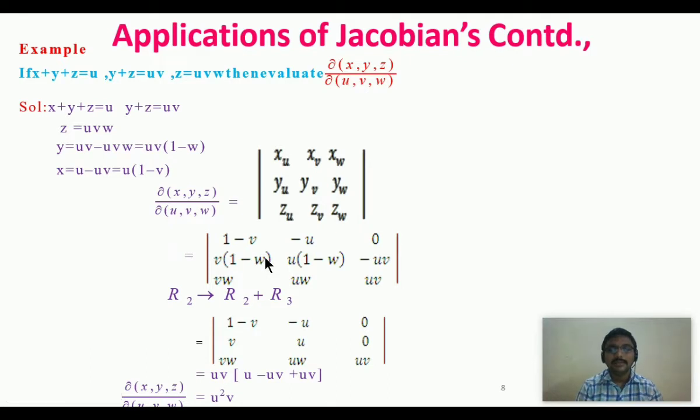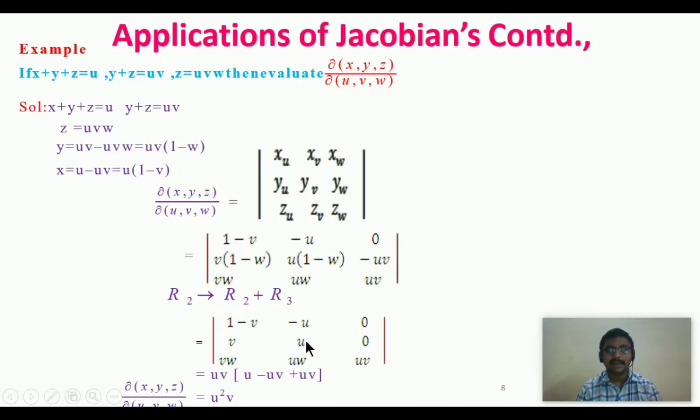Now, using row operation, we can simplify this determinant easily. For this, making the row operation, that is R2 goes to R2 plus R3, just adding the second row and third row, so that this element clearly becomes 0. Negative uv plus positive uv is 0. Similarly, the other two elements can also be added with third row elements. The determinant becomes like this.